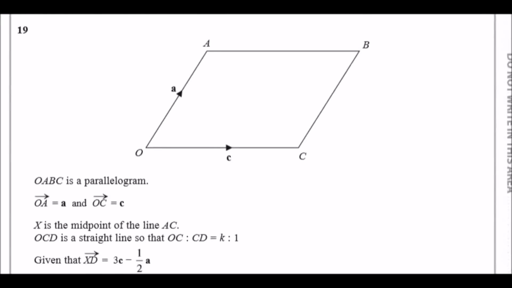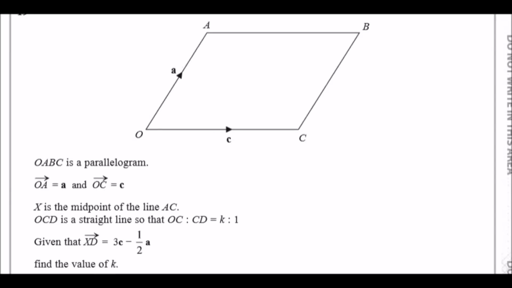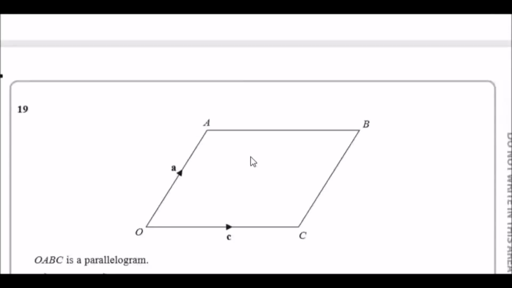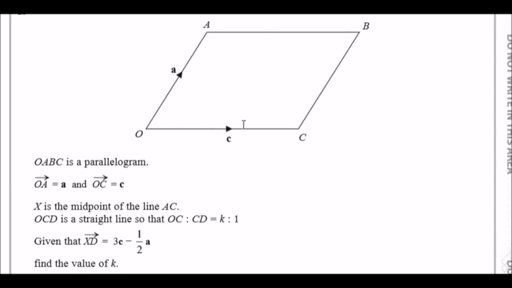Okay, almost done, guys. Number 19. Oof, vectors. I love vectors. Okay, so OABC is a parallelogram. The difference between a rhombus and a parallelogram is that a rhombus has the same lengths all around, and a parallelogram only has the same lengths which are opposite.